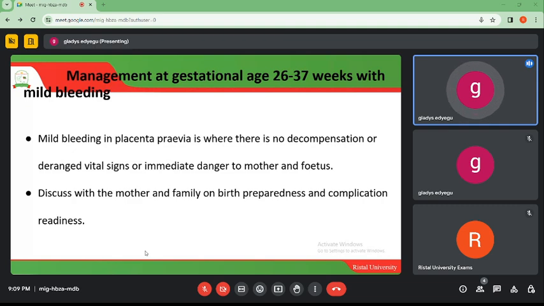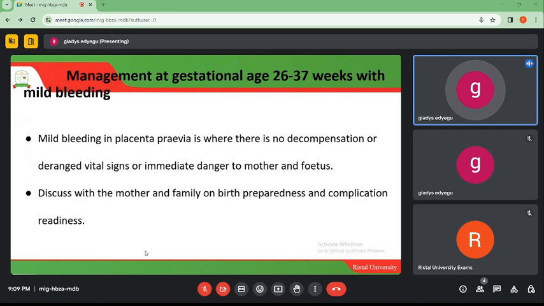Then management at gestational age, and that is around 36 weeks of pregnancy, when there is mild bleeding. So when the mother is having mild bleeding, we also manage them in a different way. That means the management that we had during the time when we discovered that she was not bleeding but had placenta previa will now change. We shall have to see that we now intervene differently.